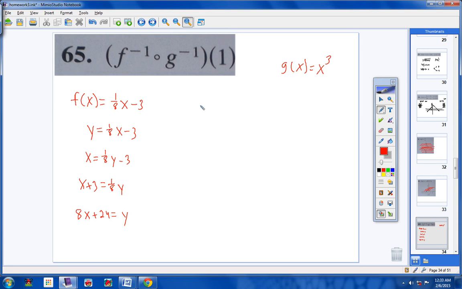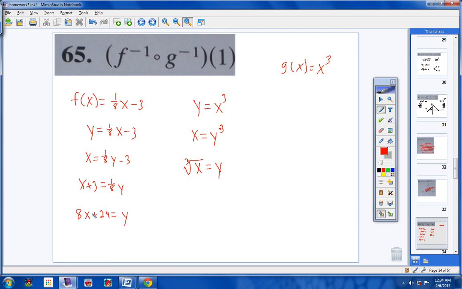Now the inverse of g is going to be y equals x cubed. So where the y is, put an x. Where the x is, put a y. And now get y by itself. So the cube root of x equals y. Okay? Now we're going to find the composition f inverse of g inverse.